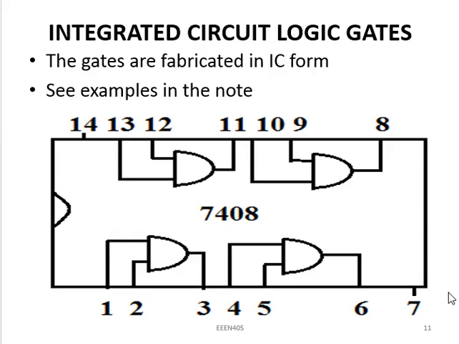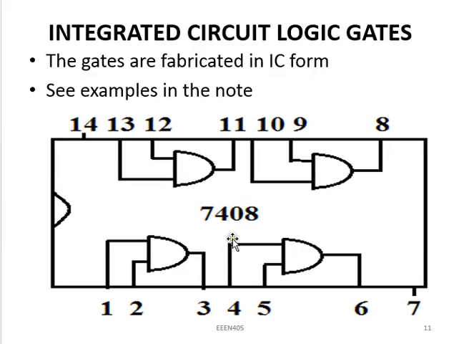Now after looking at these families of the logic gates, we look at the integrated circuit in which these logic gates are fabricated. And for your information, these gates are not fabricated as discrete components, like if you want to buy an AND gate, you go and buy it. No, you have to buy an integrated circuit in which you have a number of gates. This is a typical example.